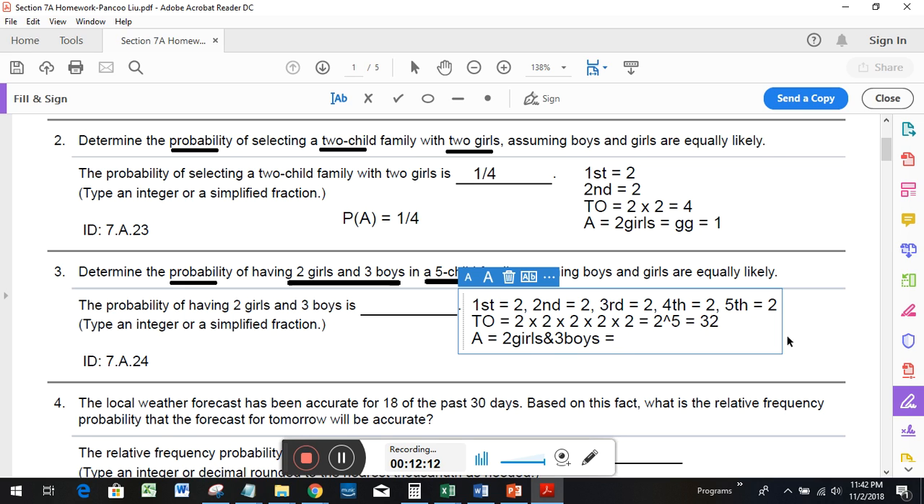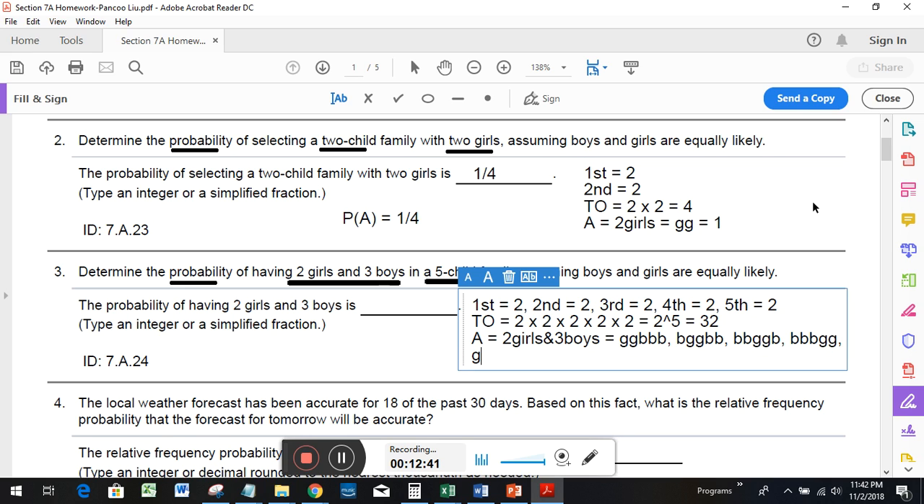So in this case here, we have girl, girl, boy, boy, boy, or boy, girl, girl, boy, boy, or boy, boy, girl, girl, boy, or boy, boy, boy, girl, girl.